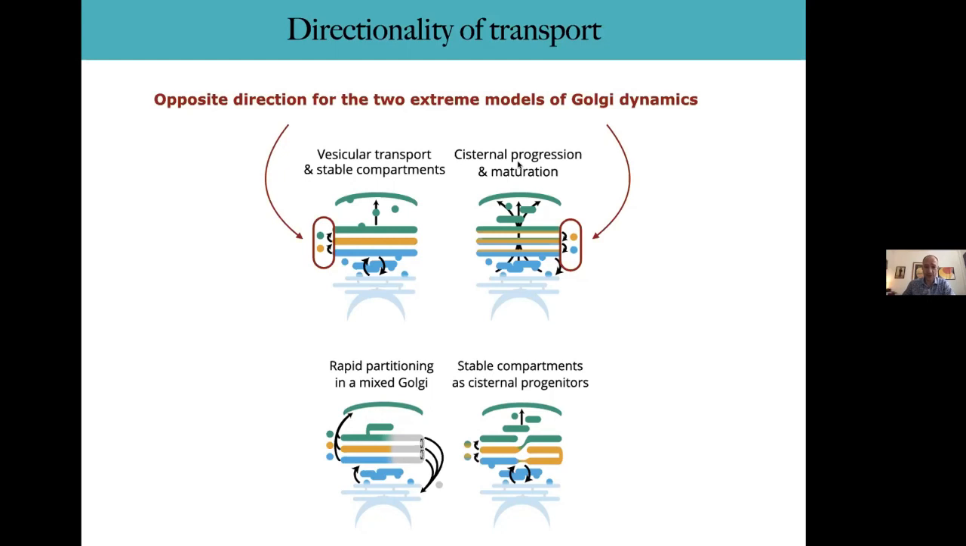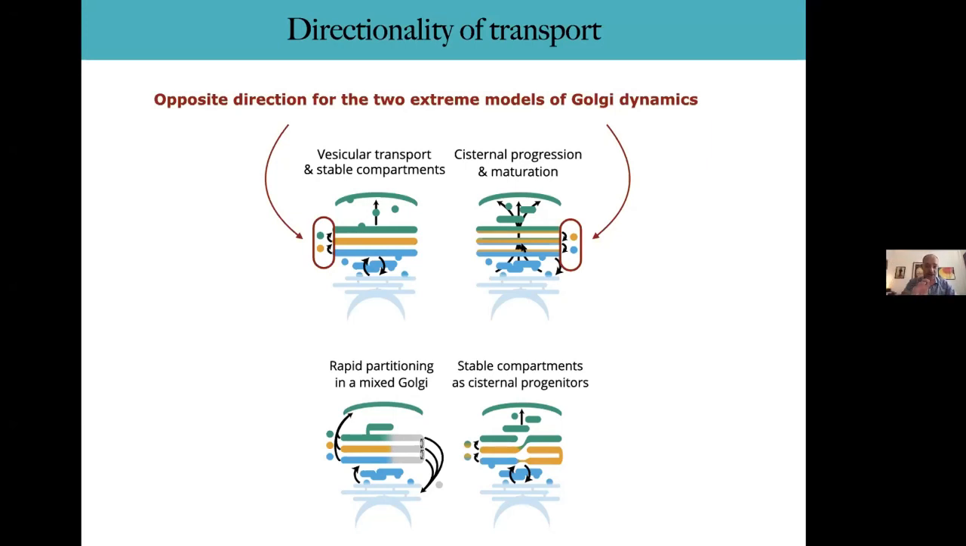The other model is called the cisternal maturation or cisternal progression model. In this case, the cargo remains in the cisternae. The cisternae evolve over time to go from a cis to a medial to a late to a trans identity. And the cargo does not need to leave the cisternae, because the cisternae themselves are moving through the stack by changing identity.